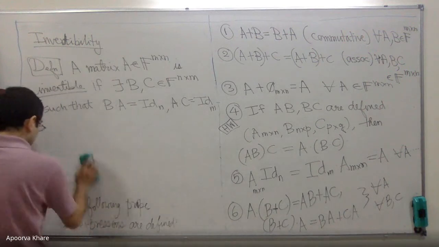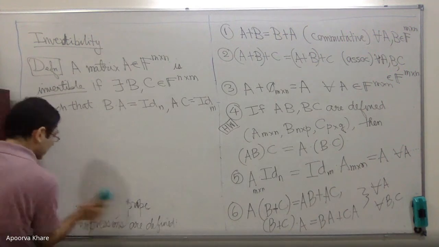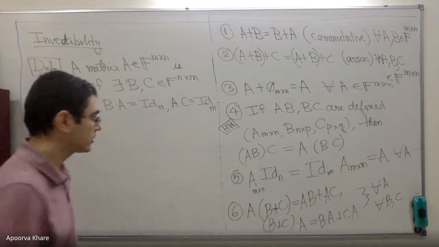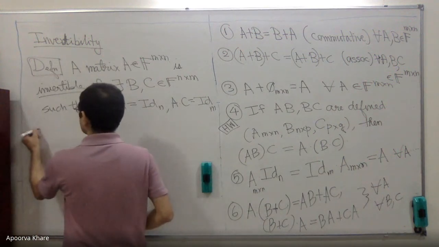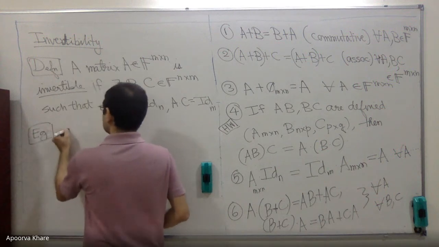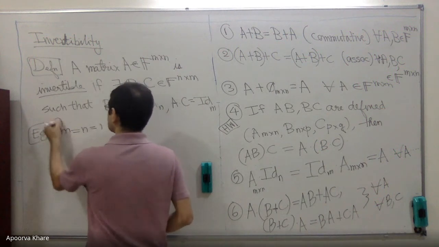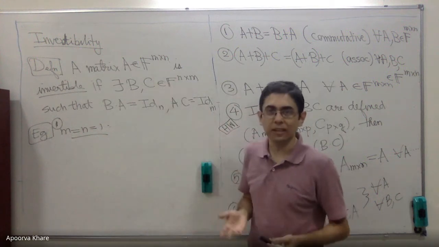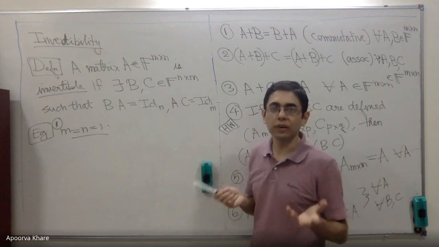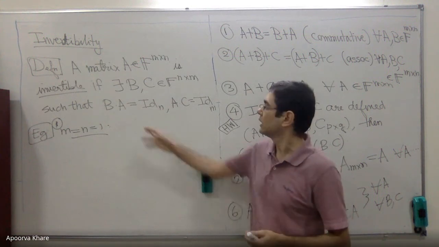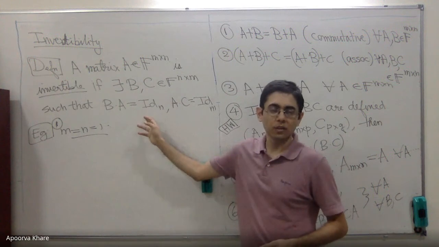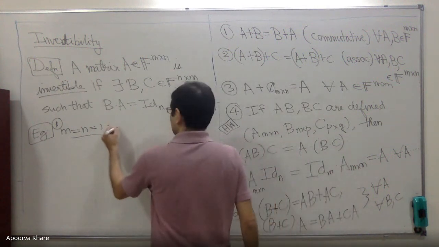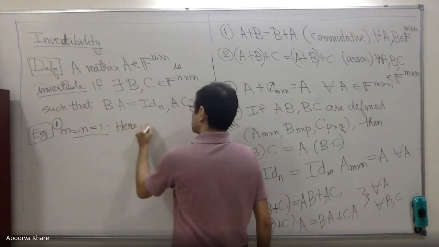Before that, let me tell you a few things. First of all, an example and a non-example. Right? So over a field, let's write down a few. For example, let's say M equals N equals 1. This is the first example. If you have a 1 by 1 matrix, then that's just the same as a scalar. And then the scalar is invertible if and only if it has a reciprocal, because B times A is 1. So that means it's the reciprocal of A as a scalar. So yeah, here matrices are scalars.